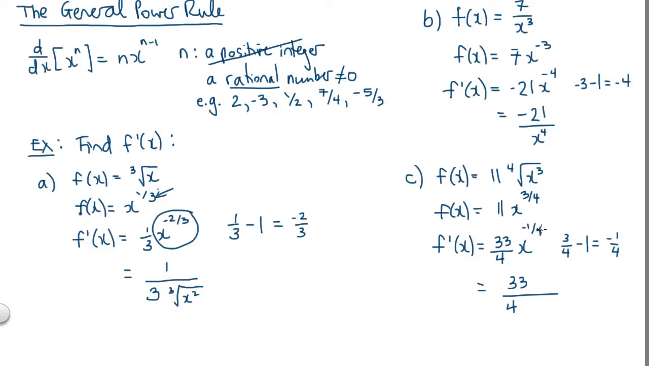And remember that the 4 here in the denominator of the power tells us about the type of root that we're dealing with. So it's just a 4th root of x. So 33 divided by 4 times the 4th root of x. Now, one thing you might notice in part A and in part C, where we had roots coming up in our answer, notice that we did not rationalize our answer.